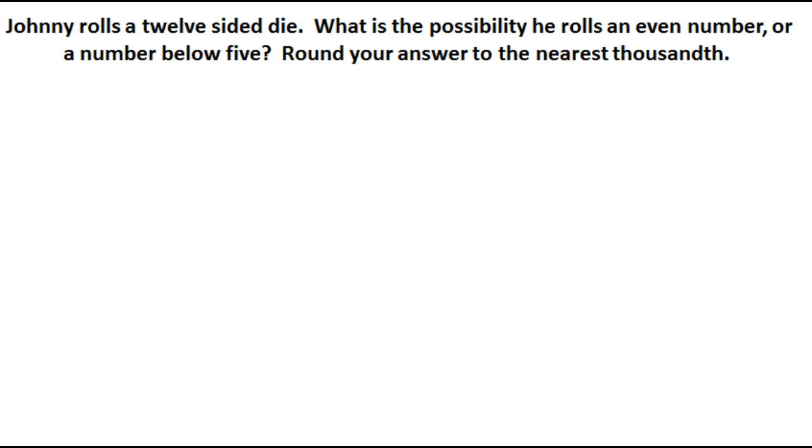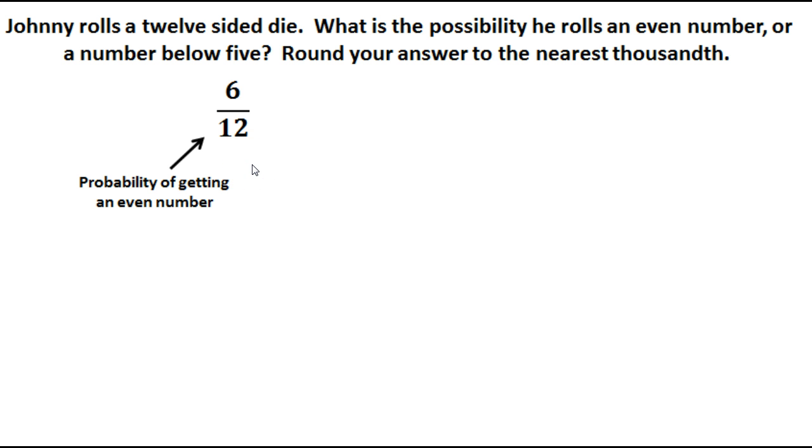Okay, so let's look at this. First, we need to find the probability that he gets an even number. Well, it's a 12-sided die, so half of them are going to be an even number, which would be 6 out of 12. There would be a total of 6 even numbers, 12 possibilities. Remember, probability is our desired outcome, in this case an even number, divided by the total number of possibilities. In this case, it's a 12-sided die, so we have 12 different possibilities.